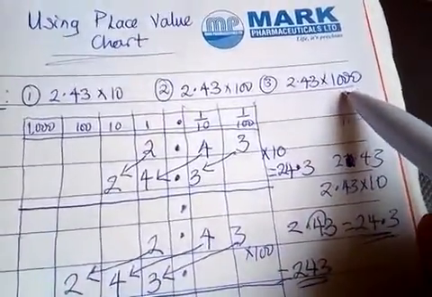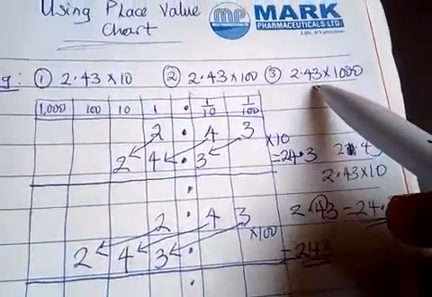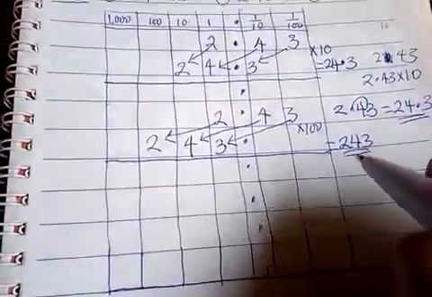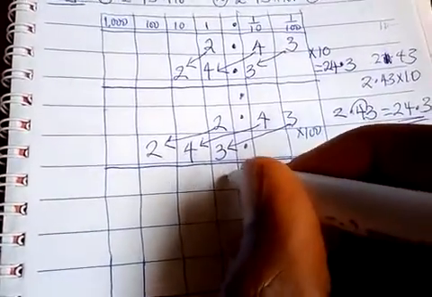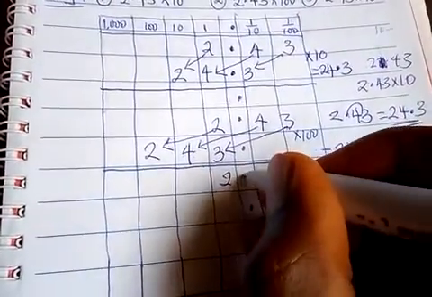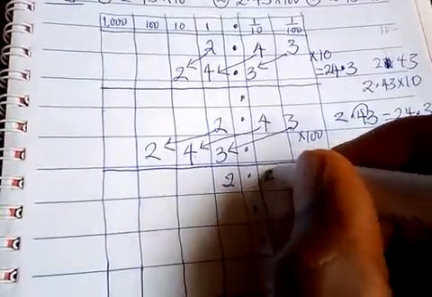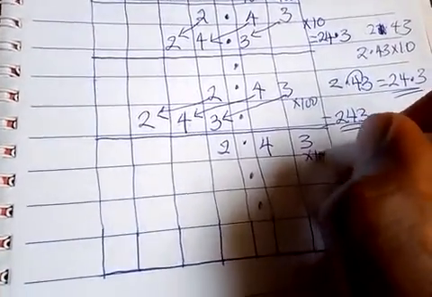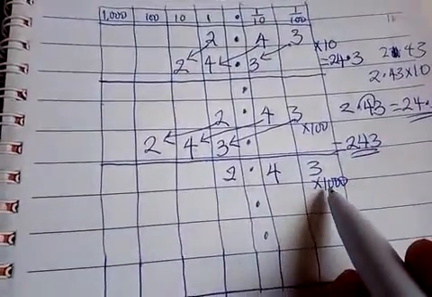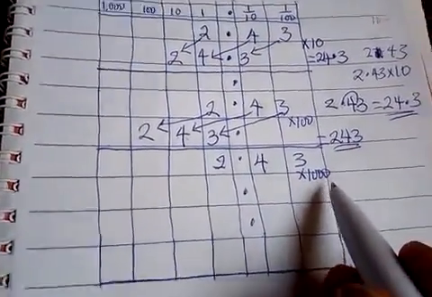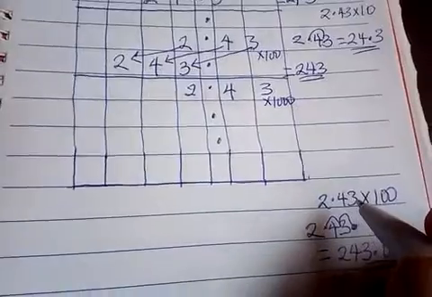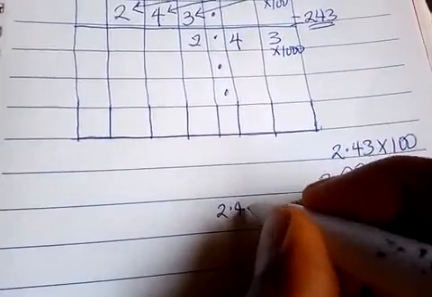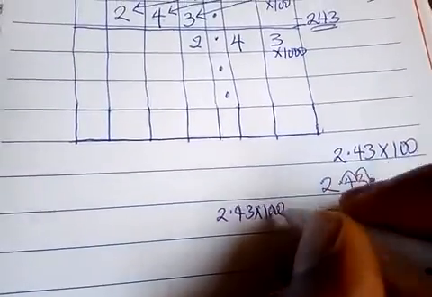Okay, let's quickly go to the third one. 2.43 times 100. Sorry, 2.43 times 1000. So just as we know, the period is already there. 2.43 times what? 1000. That means we are going 3 steps. So let's check our traditional method. 2.43 times 1000.